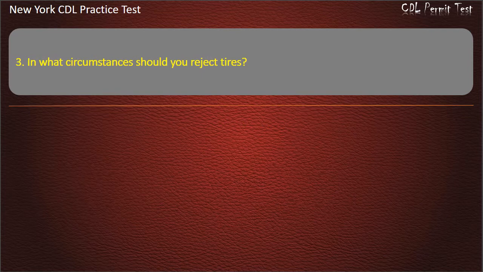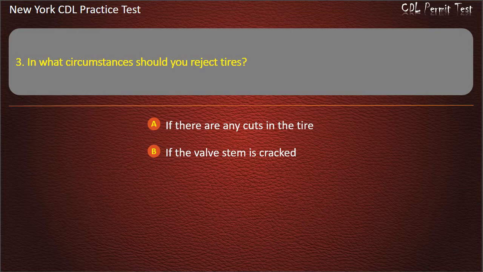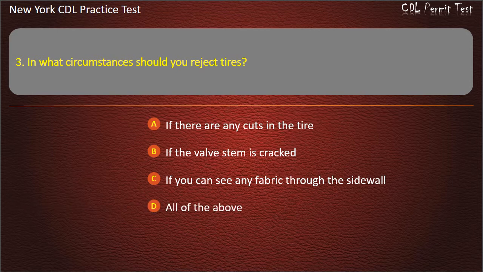Question 3. In what circumstances should you reject tires? If there are any cuts in the tire. If the valve stem is cracked. If you can see any fabric through the sidewall. All of the above. Answer. All of the above.